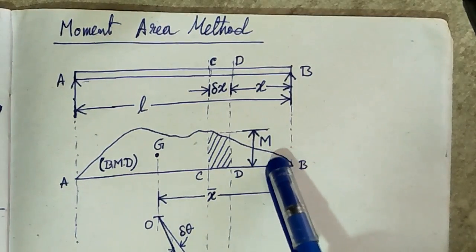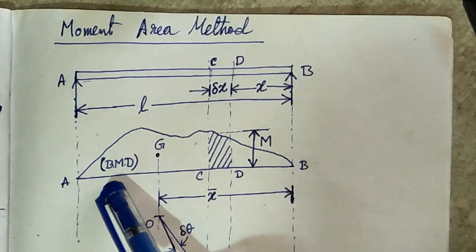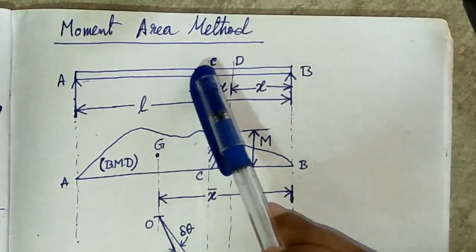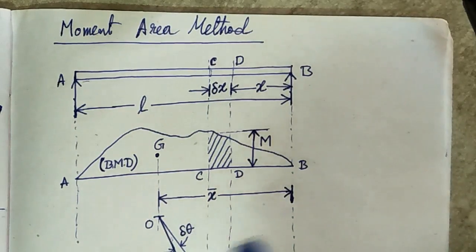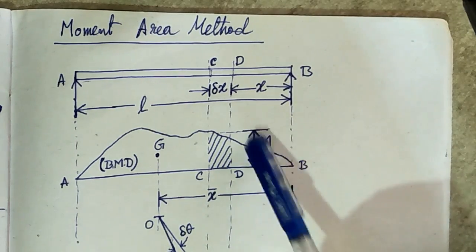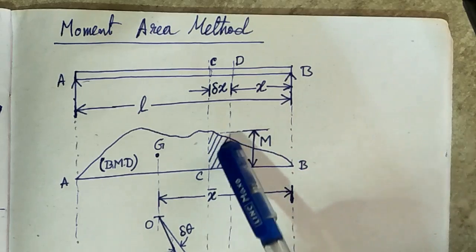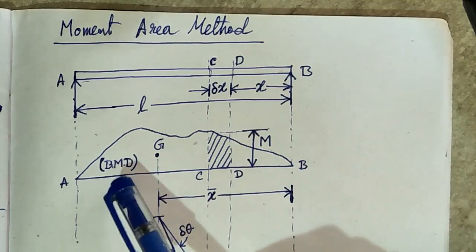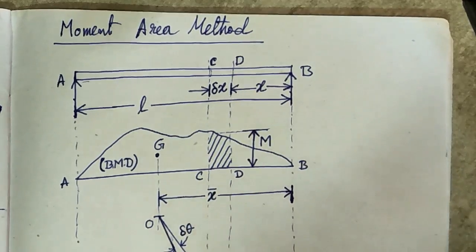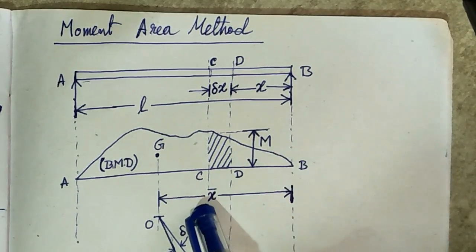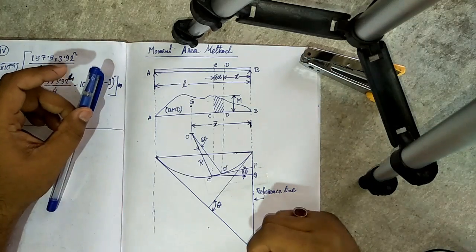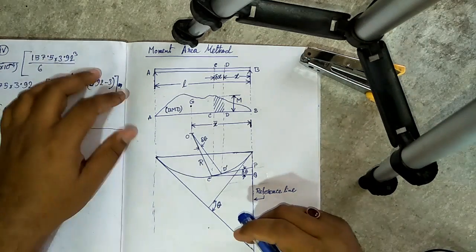The second figure shows the bending moment diagram of that beam. The moment across C and D is M, and the centroid of this bending moment diagram is G, and the distance of this centroid from the point B is x bar.